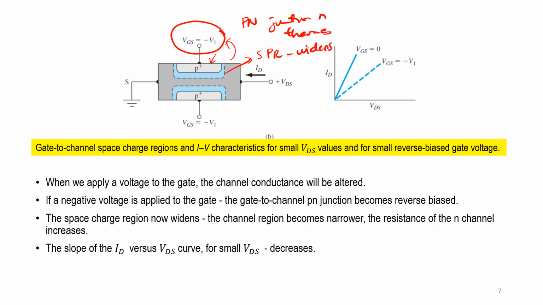When the space charge region widens, the channel region becomes narrow. When it is narrow, the resistance of the N channel increases. There is less ability for the current to flow. So in this case, the ID curve becomes decreasing.